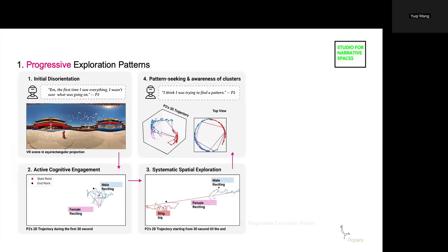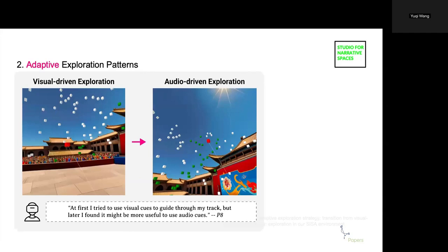First, progressive exploration. Participants moved through 4 stages: initial disorientation, active engagement, systematic exploration, and finally pattern recognition, where they discovered spatial audio clusters. So they moved from "I wasn't sure what's going on" to "I think I was trying to find a pattern." The second pattern is adaptive exploration.